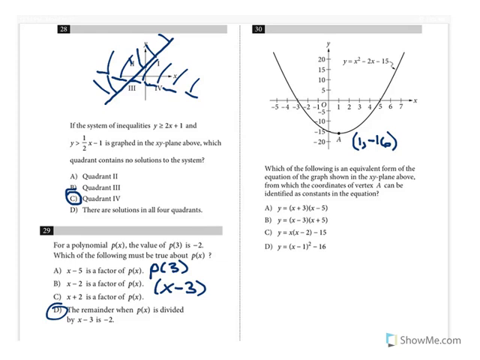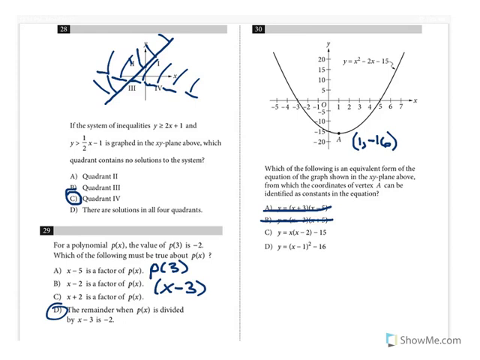All right, x plus 3, x minus 5, that is the factored form. We see that it crosses at negative 3 and positive 5, so for the factors, we take those numbers, change the sign, and create a binomial. So the factors are x plus 3, x minus 5. B is just nonsense for this.